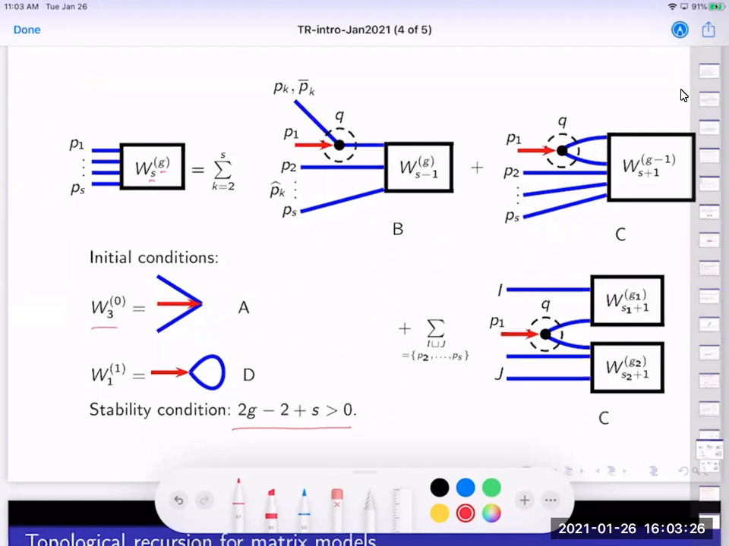And I start with the initial conditions. So the only two correlation functions that are not constructed and that we started with are this 3-point correlation function in leading order and the 1-point correlation function in a sub-leading order. So out of these initial conditions, using this procedure, I can construct all correlation functions of all orders. And this is basically what we call the topological recursion itself.